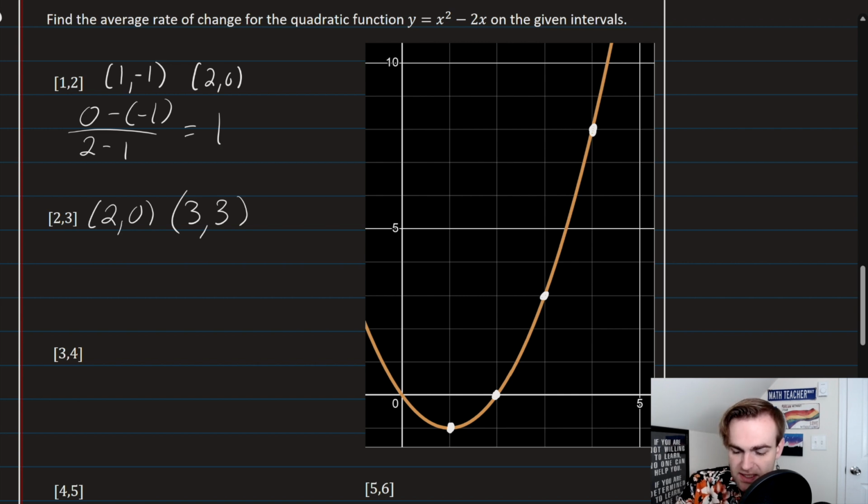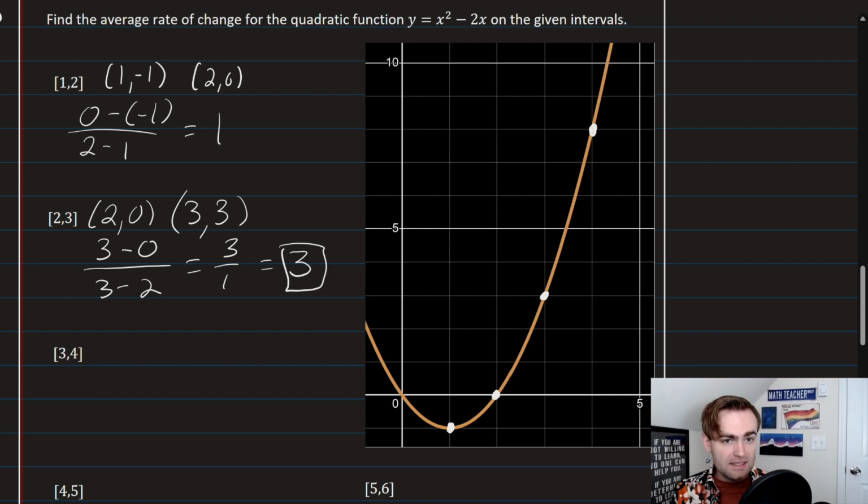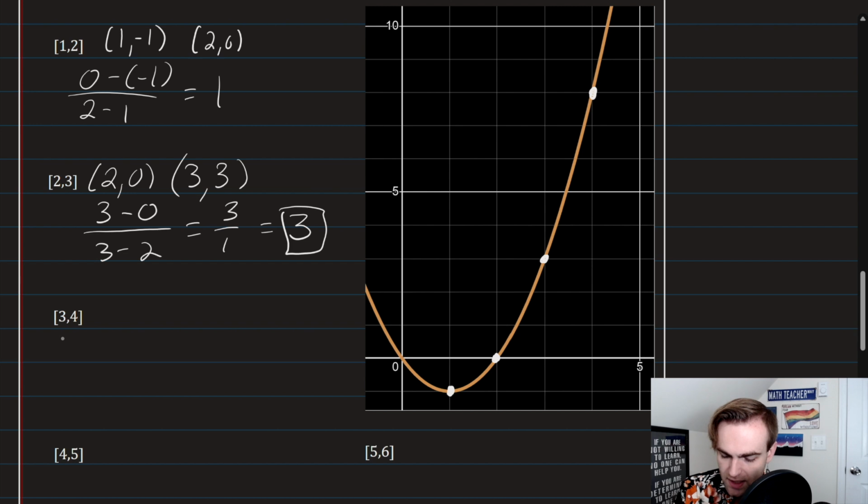Yeah, that's what it looks like to me. So we'll do 3 take away 0 over 3 take away 2, and that gives us 3 over 1, which is 3. So it's getting steeper as time goes on. Its slope went from a 1 to a 3. It went steeper. Let's check out 3 to 4. That one looks even steeper.